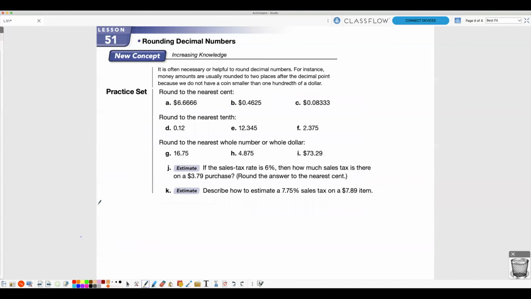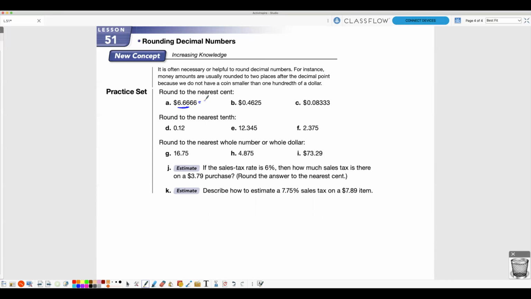All right, let's practice this. Round to the nearest cent. 6 and 6,666 10,000ths. And we need to round it to the nearest cent. So the nearest penny is this place. So we're going to keep all of those places, round it to the nearest penny.